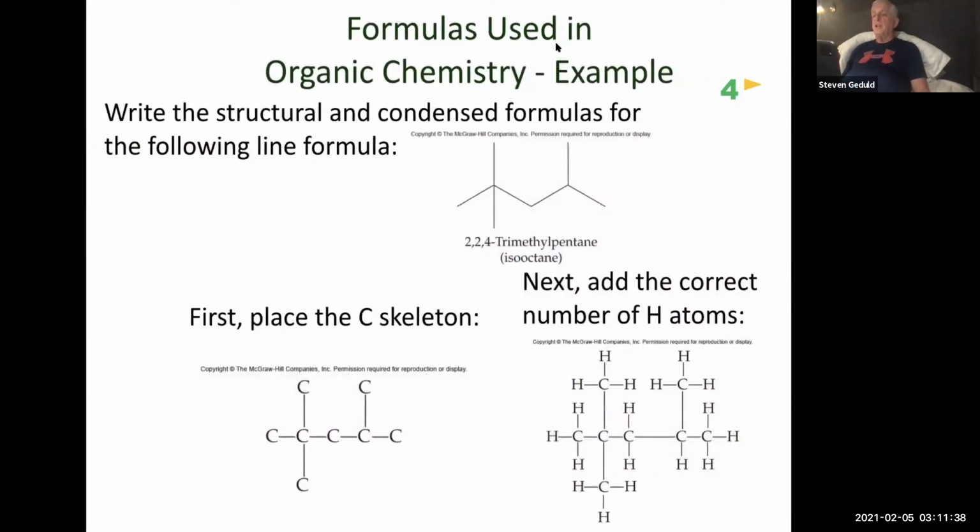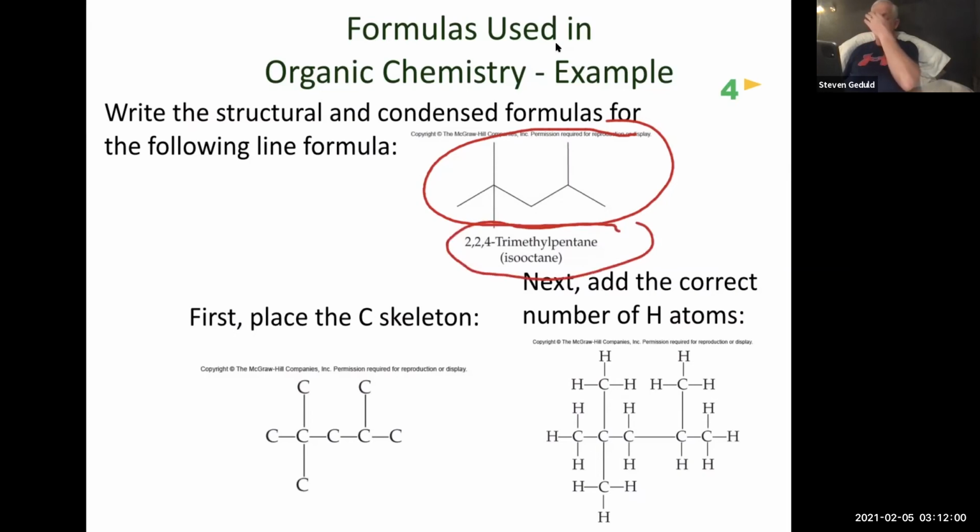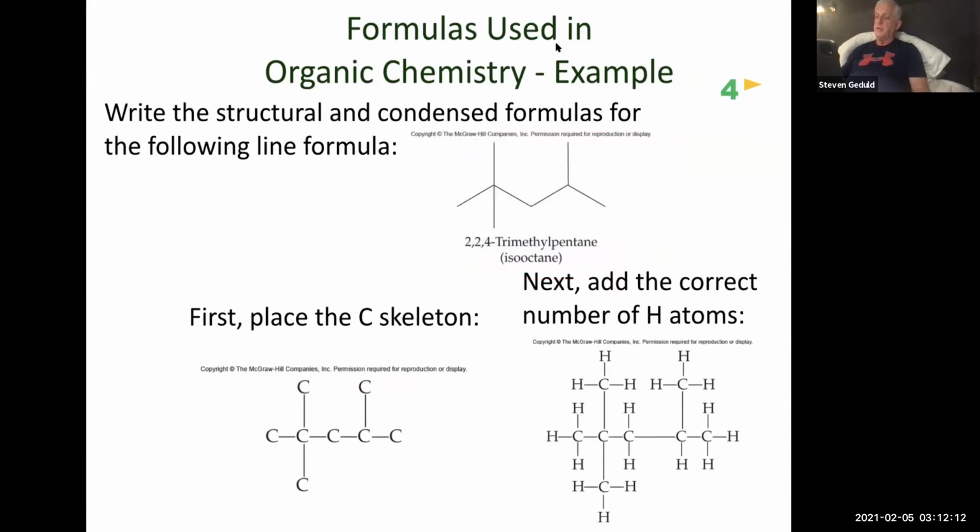Write the structure and condensed formula for the following line formulas. So here's a line formula. And again, by the end of this chapter, you'll be able to say that structure represents 2,2,4-trimethylpentane. That's a unique name. This is an IUPAC name, International Union of Pure and Applied Chemistry. So it's a specific name for that compound. It can only be one compound with that structural formula with that name. So let's look at this line structure here. Let me get rid of some of these lines.